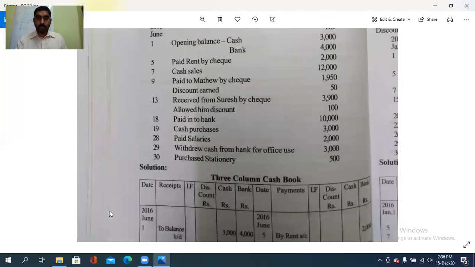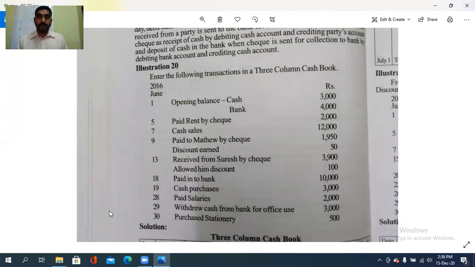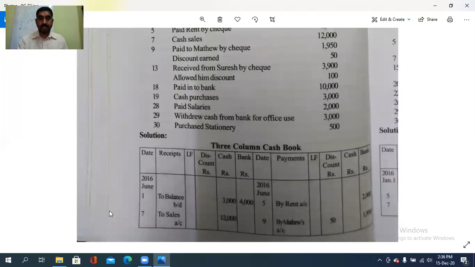We will see this problem and then we will wind up. Opening balance, cash at bank and cash in hand. So 3,000 and 4,000 respectively. So 3,000 comes in the cash column on the debit side or the receipt side, and 4,000 comes in the bank column on the receipt side. See, in this way, to balance brought down 3,000 and 4,000.